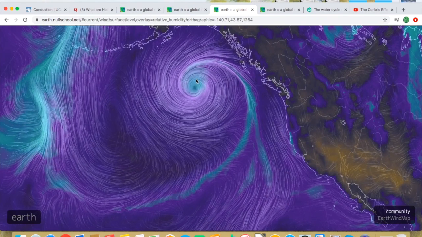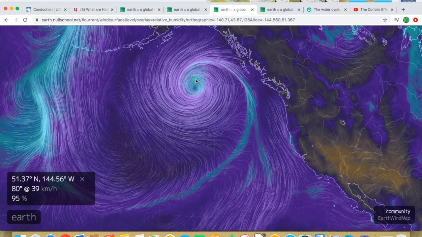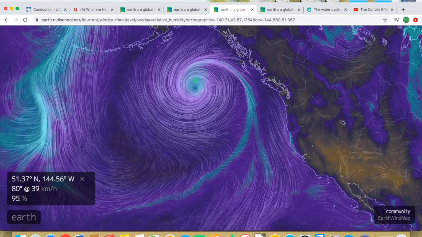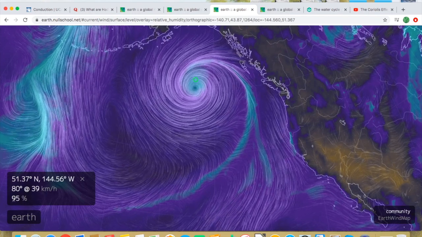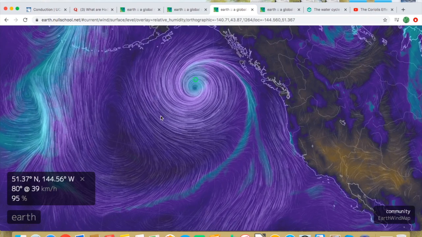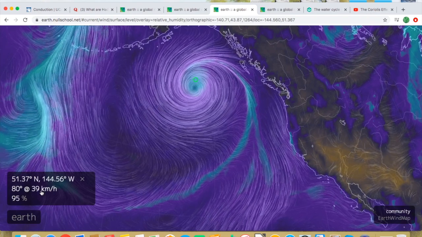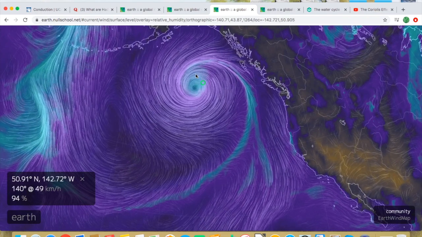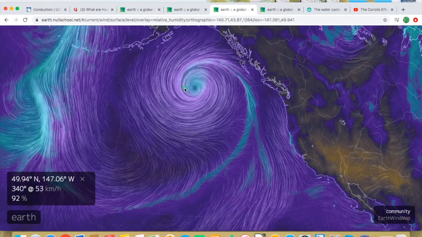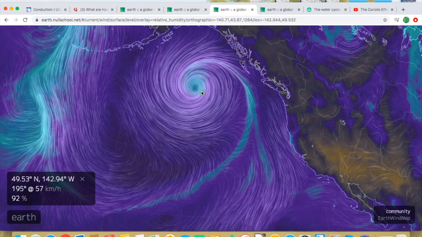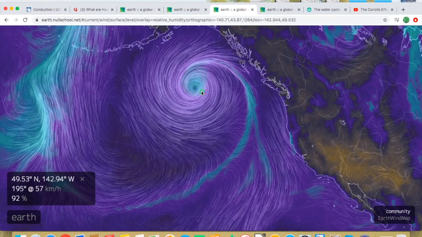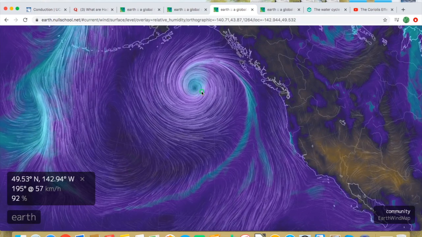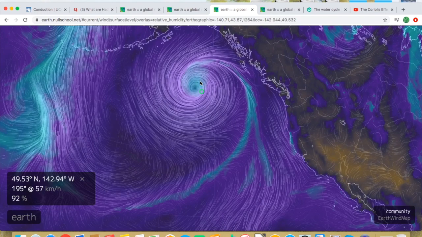If you're right here, where I've got the mouse, where I've just made a little green circle, look at that. It's very humid, 95% humidity. That means the air is very moist. And the air is moving pretty fast, 39 kilometers per hour. When I looked at this weather system earlier today, near the middle but not at the middle, I was finding air speeds of upwards of 80 kilometers per hour. That's really fast when you think about it. 80 kilometers per hour, as fast as a car going, almost highway speed.